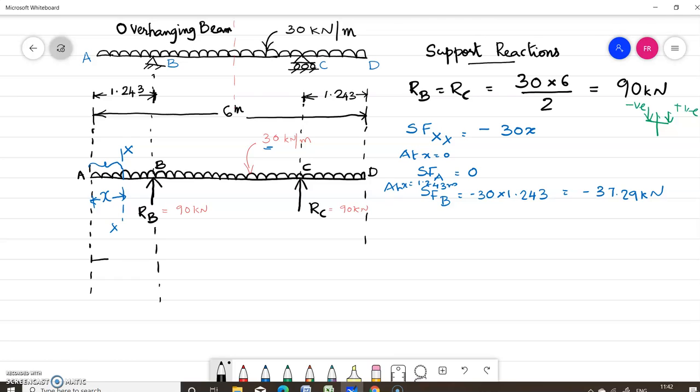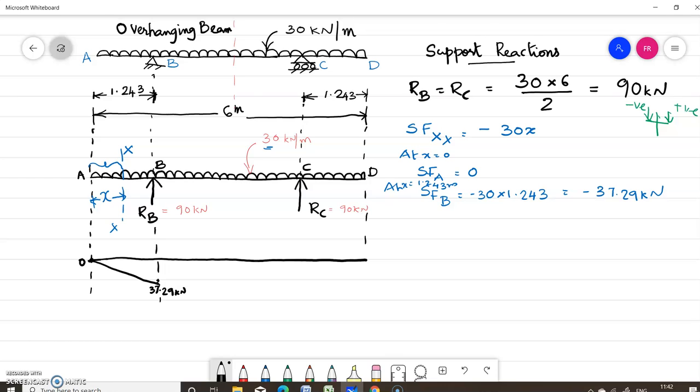First of all, you have to draw the baseline, which represents the centroidal axis of this overhanging beam. Now you have got the shear force at this point as 0. Shear force at A is 0 and shear force at B is 37.29. So let us mark this point here, 37.29. Now here you can see it is UDL, so the variation is linear. So we can join the points like this. So you have got the shear force for the portion AB.